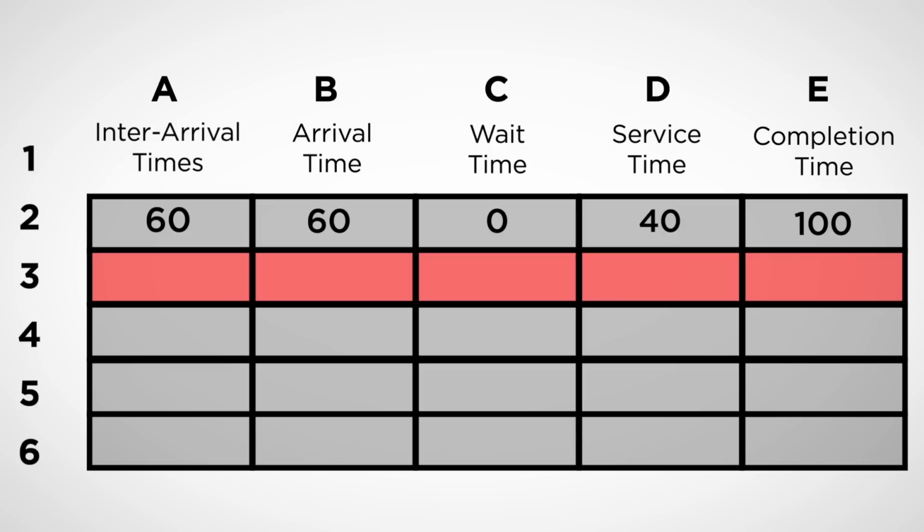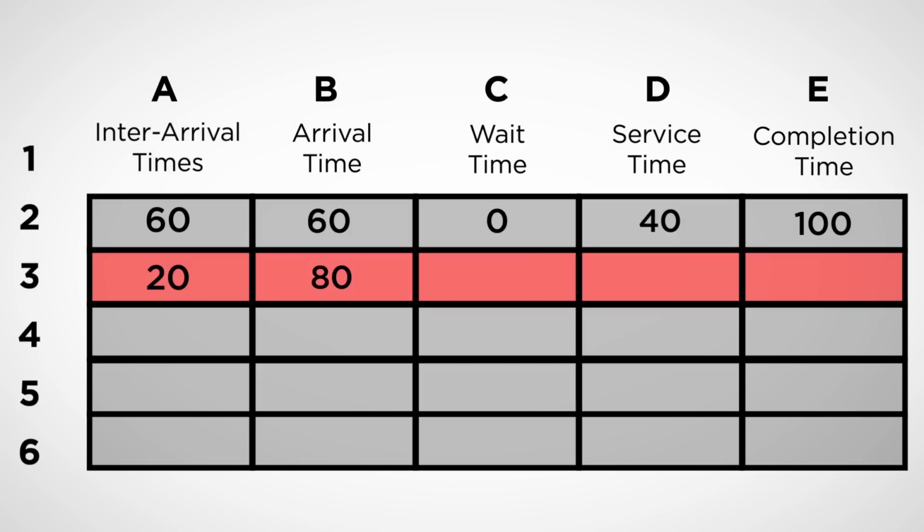Now let's assume that the second customer's interarrival time is 20 seconds. If the second customer's interarrival time is 20 seconds, that means his actual arrival time is the sum of B2 plus A3, so it's 80 seconds. That means the second customer is arriving 80 seconds after we open the coffee shop, but the first customer's service is not completed yet because the first customer only gets his coffee at time 100 seconds.